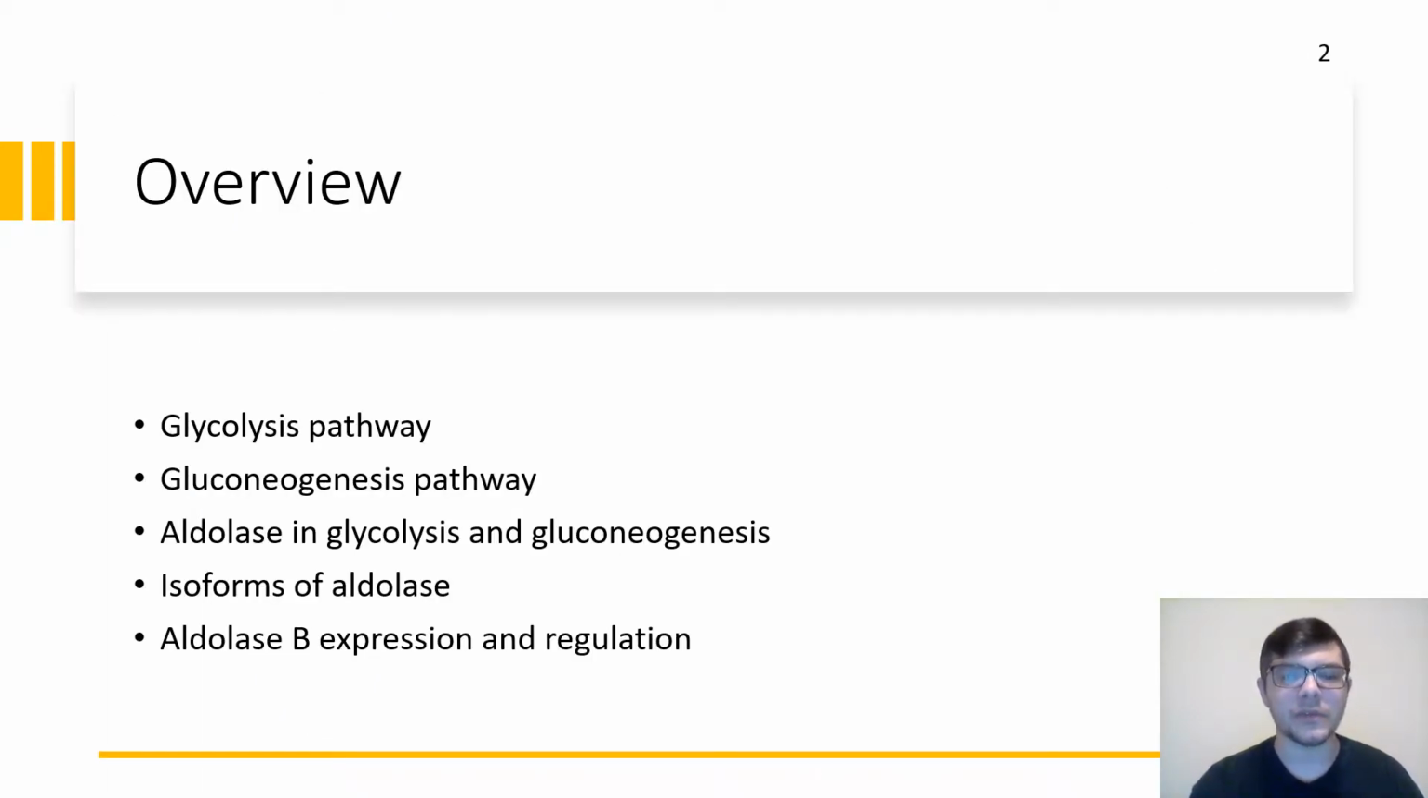So here's a quick overview. We're going to look at the glycolysis pathway, the gluconeogenesis pathway, not as intense on that one. I'm going to look at aldolase in glycolysis and gluconeogenesis. Also going to look at the isoforms of aldolase and the aldolase B expression and regulation.